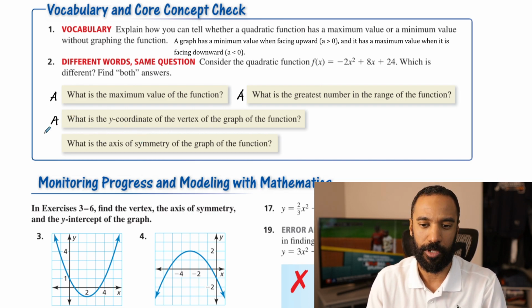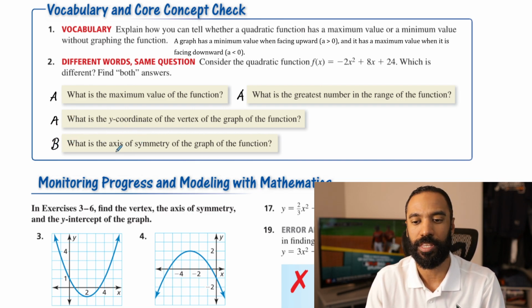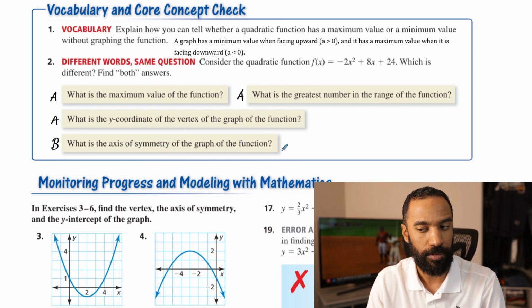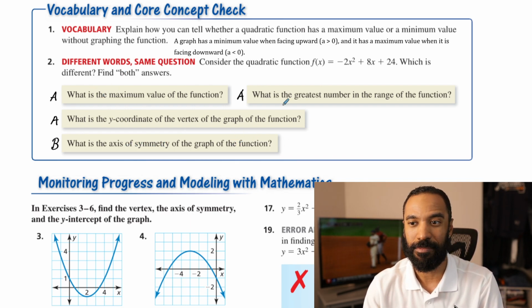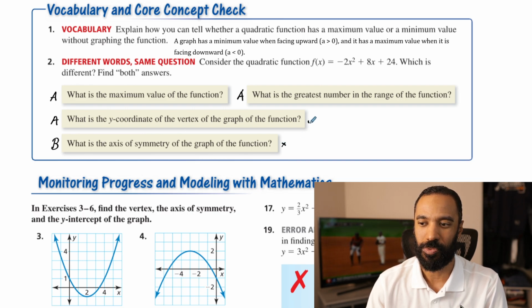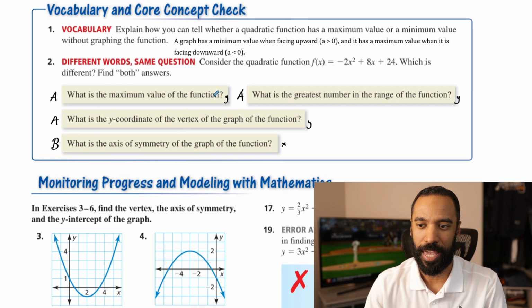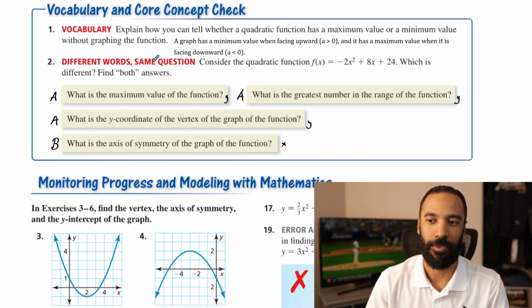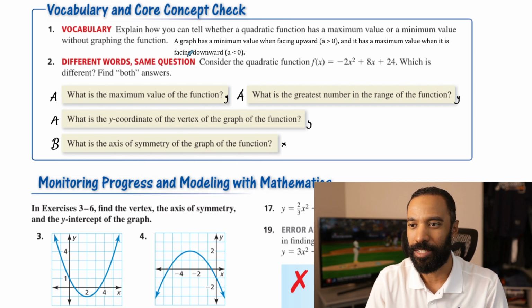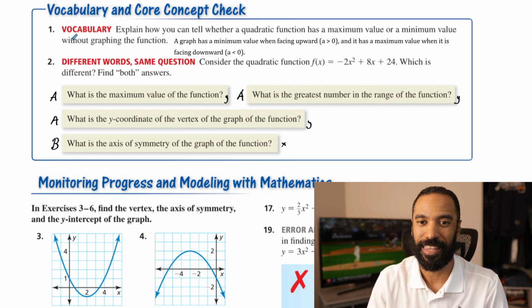What is the axis of symmetry of the graph of the function? Yes, that is different. This is more with respect to the x value, right? Instead of saying a and b, I should really say y and x. But this is with respect to the x, this is with respect to y, and it's asking the same thing in different ways. So it's this one that's different than the other ones here. They don't ask me to explain, so I will not. And that would be it there.